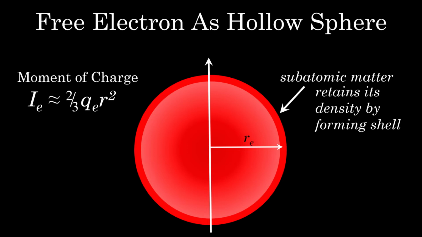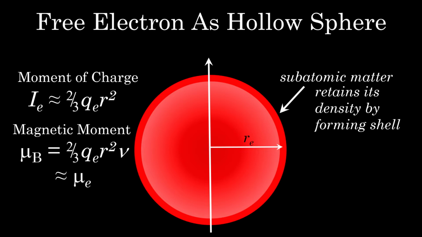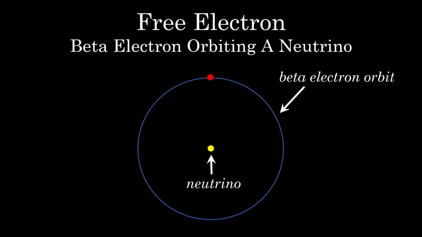Now, the electron magnetic moment becomes 2/3 the electron charge Q sub E times its radius R sub E squared times its frequency of rotation nu, the Bohr magneton, which produces a value slightly less than the measured magnetic moment. However, if the beta electron is assumed to be a solid sphere with a radius much smaller than the free electron, it can assume a high-speed orbit around an electron neutrino to form a model of the free electron that produces the measured electron magnetic moment.